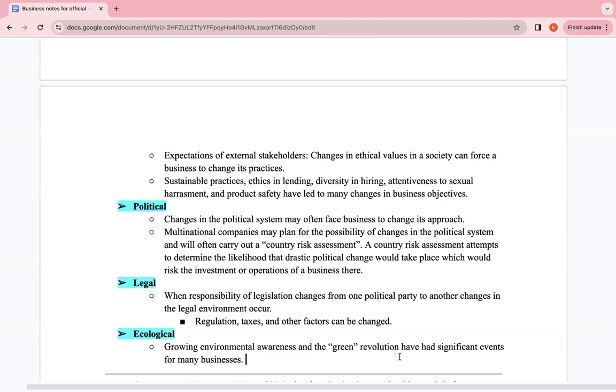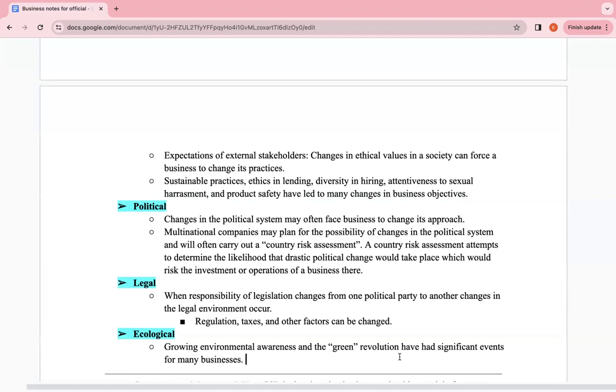So political tensions are very important because if any political tensions take place, then the business is essentially to a certain extent destroyed. Then we have legal, because like I said, legalities include regulation, taxes, and other factors, and things that the business is and is not allowed to do. So this is very important. And the growing environmental awareness and the green revolution have had significant effects for many businesses. So this is for ecological. It's also for ethical to a certain extent, but yeah.